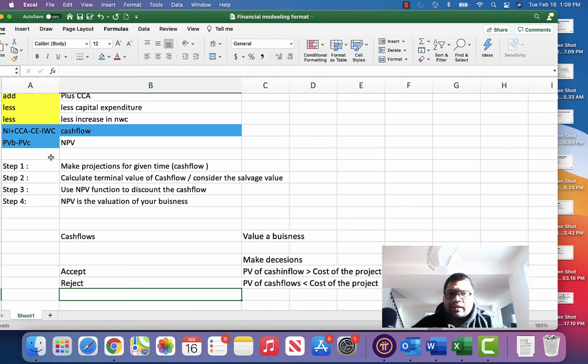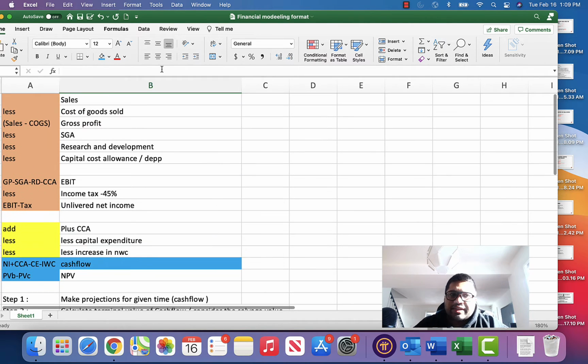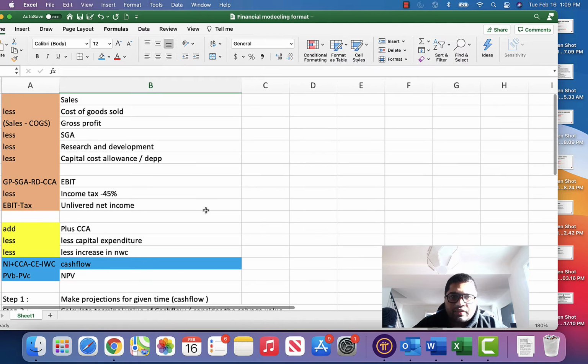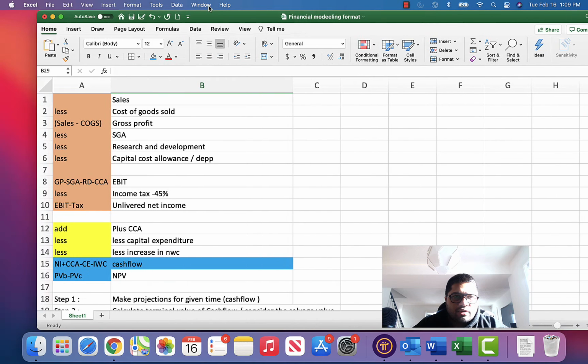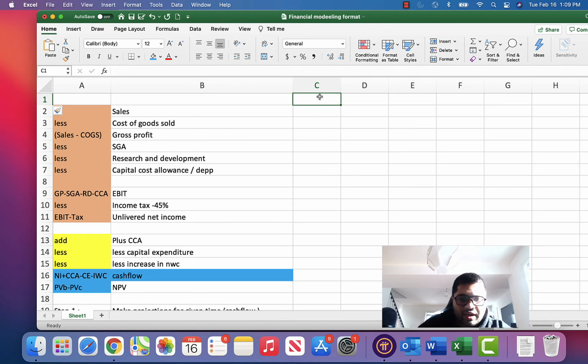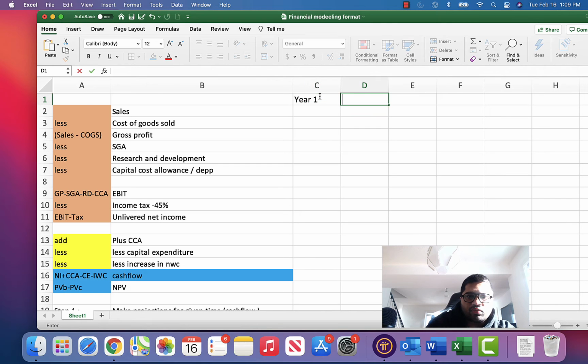Okay, so in this recording we are going to discuss different steps of finding it out and then we'll do some problems based on that. Okay, so the format for doing financial modeling or creating some projections is this. So you have year 1, year 2, so on and so forth.